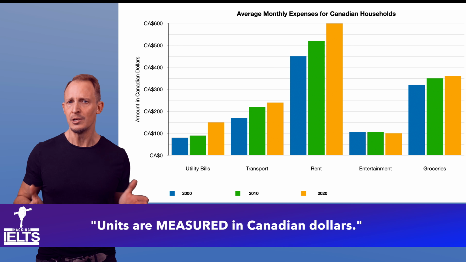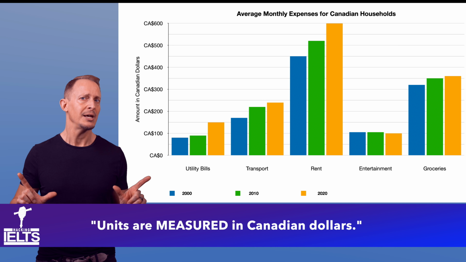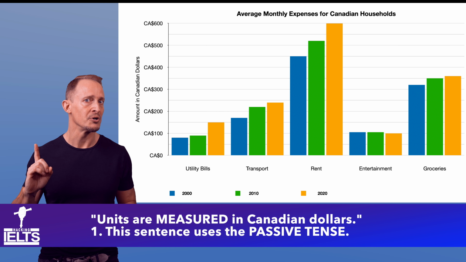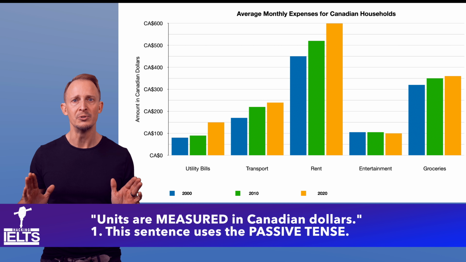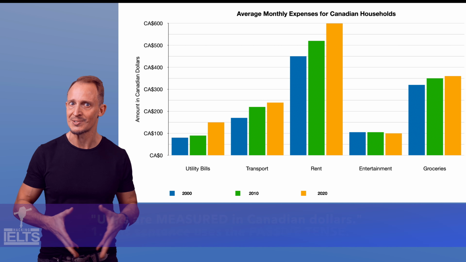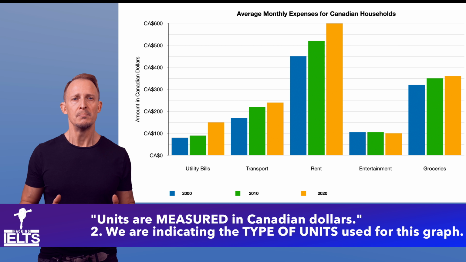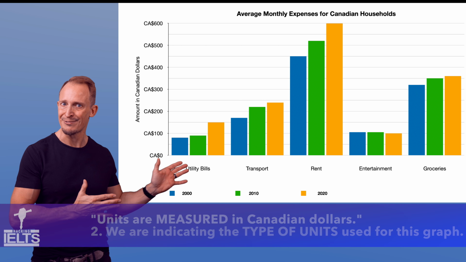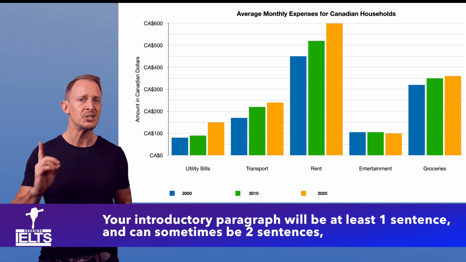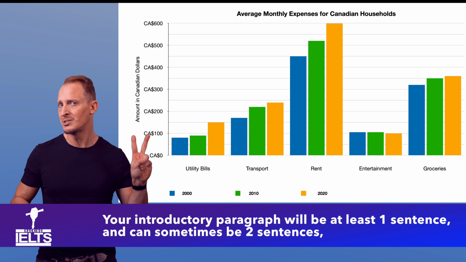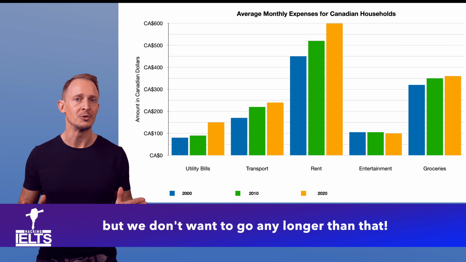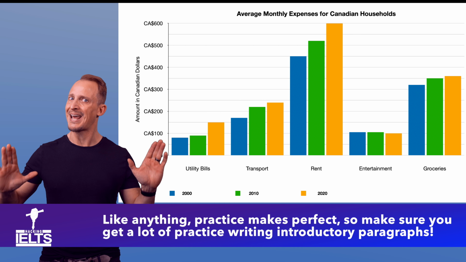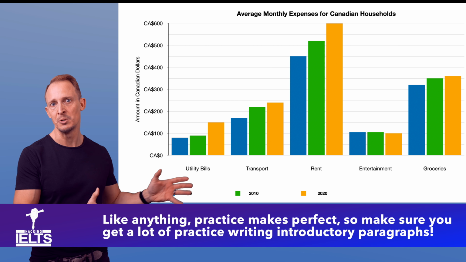This last sentence, units are measured in Canadian dollars, is very useful as it's using the passive tense, which we use often for Task 1 writing, and your examiner will notice your usage of various tenses. Second, this is a useful sentence because you are indicating the type of units that are utilized for this particular graph. Your introductory paragraph will be at least one sentence and can sometimes be 2 sentences. But we don't want to go any longer than that. Like anything, practice makes perfect, so make sure you get a lot of practice writing introductory paragraphs.